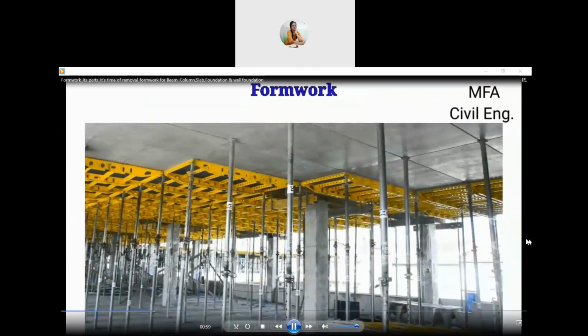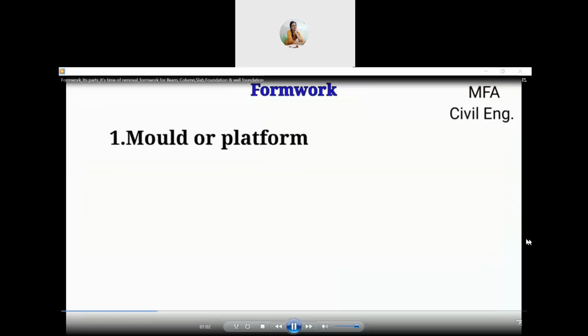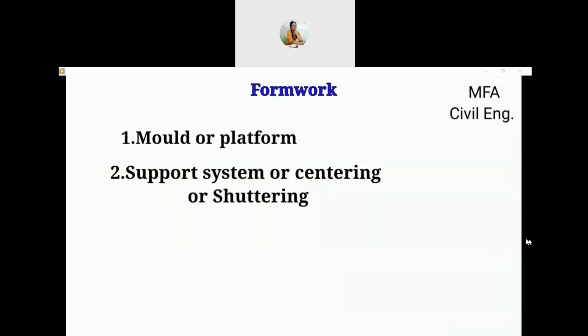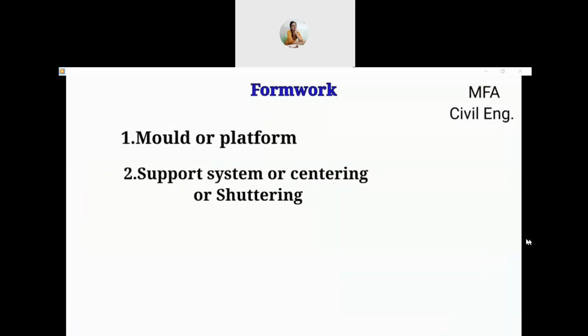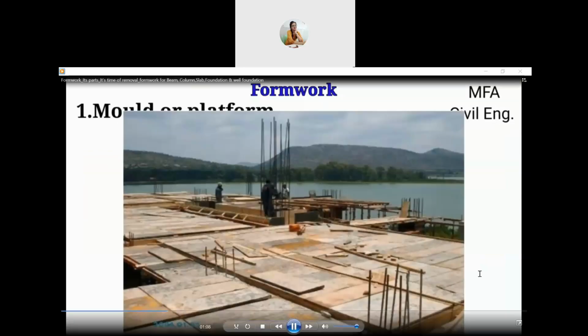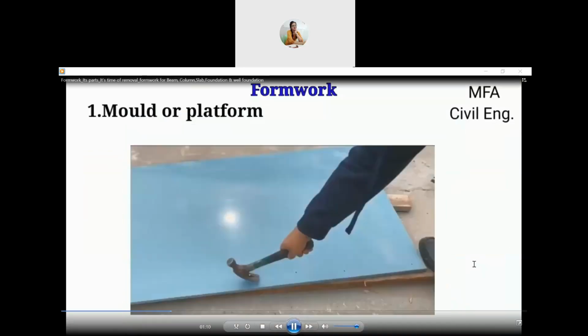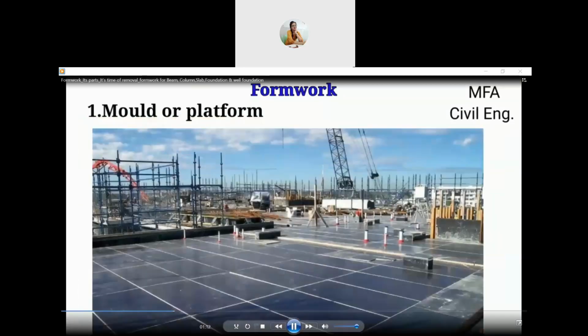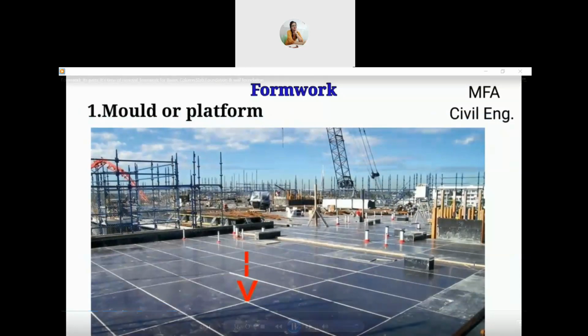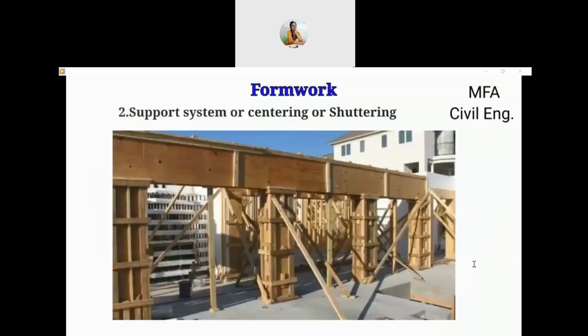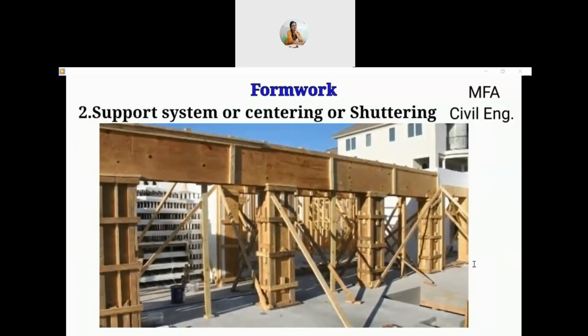Formwork consists of two main parts: the mold or platform, and the supporting system, or centering or shuttering. The mold or platform is built by joining the planks together by nailing. The gaps between the planks are sealed so that the cement slurry should not leak through them. The supporting system is made up of timber poles supporting the mold at various points.